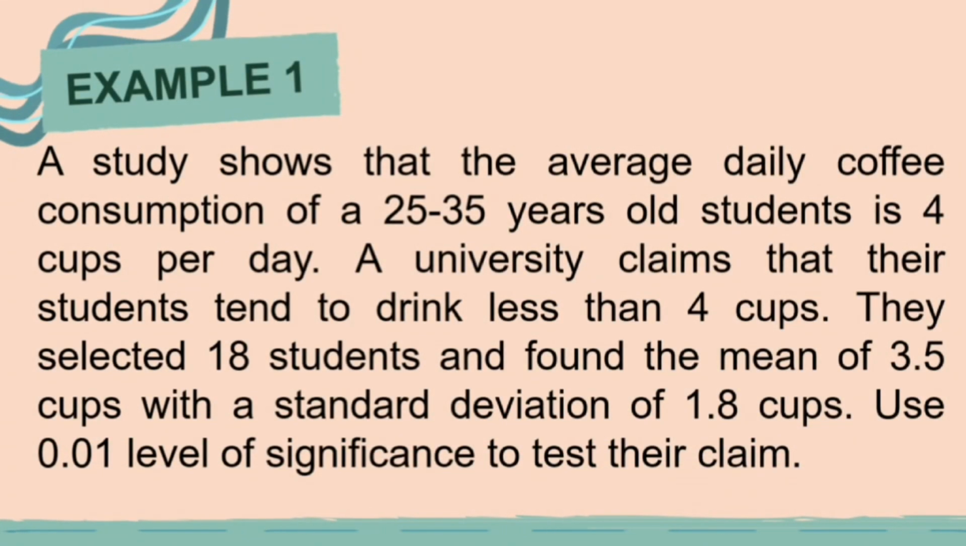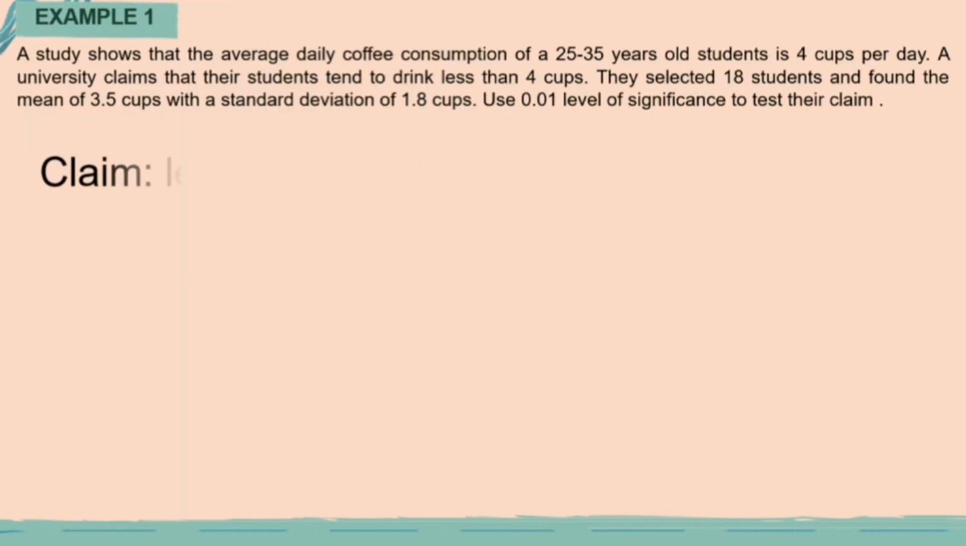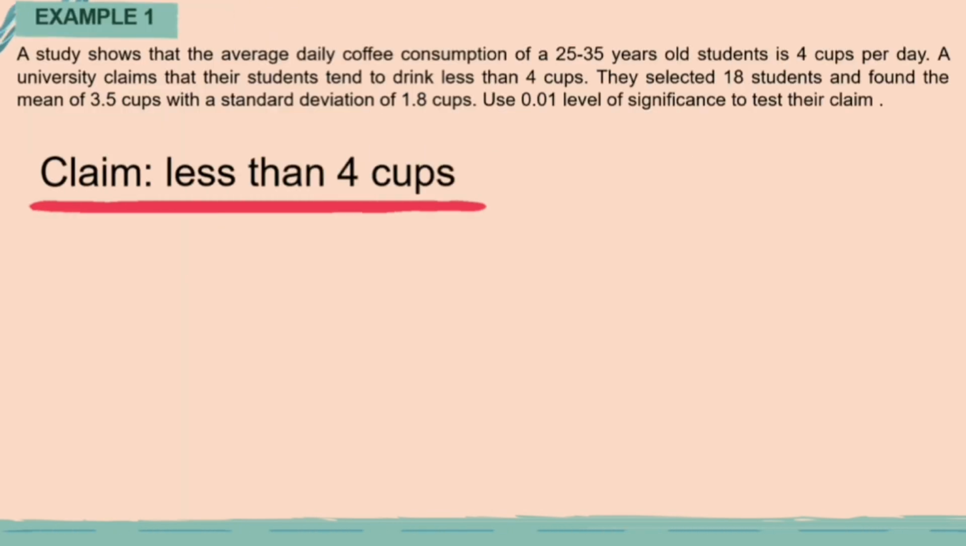A study shows that the average daily coffee consumption of a 25 to 35 years old student is 4 cups per day. A university claims that their students tend to drink less than 4 cups. They selected 18 students and found a mean of 3.5 cups with a standard deviation of 1.8 cups. Use 0.01 level of significance to test their claim. Their claim is less than 4 cups.